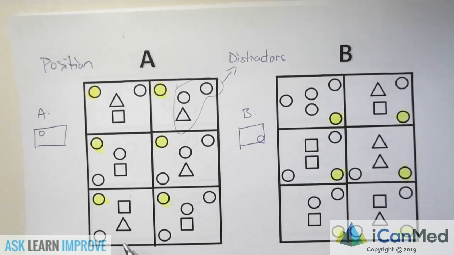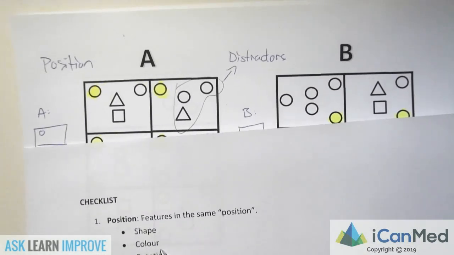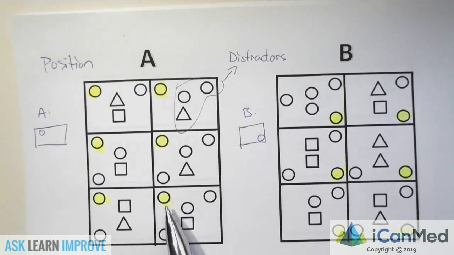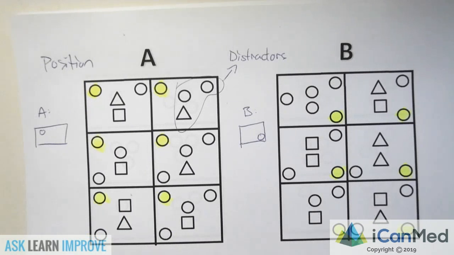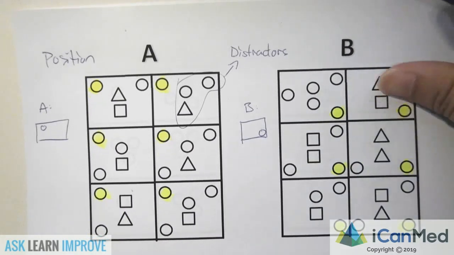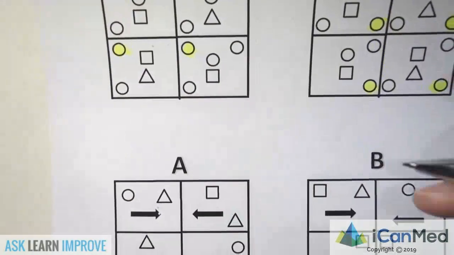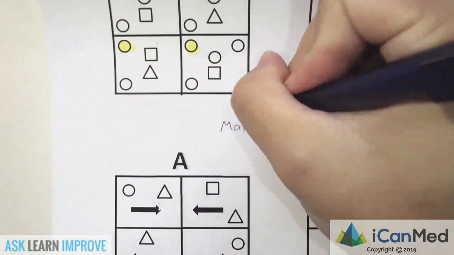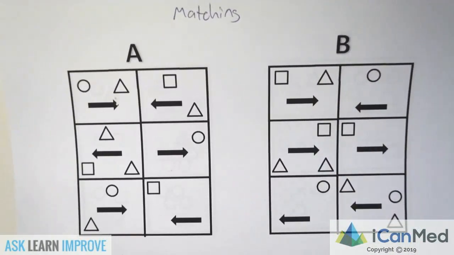Okay, so this here, that's the position pattern type. Okay, it's the same color, shape, or rotation in a position within the square. Okay, now the next type of pattern we can see down below, we call a matching pattern. Okay, so this one's a matching pattern. Okay, that's for set A and set B that we have here.